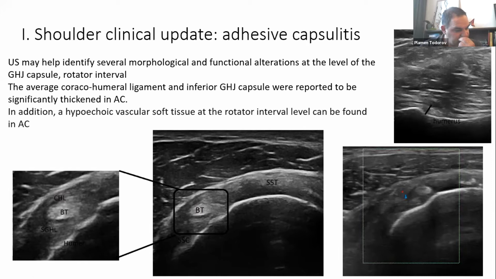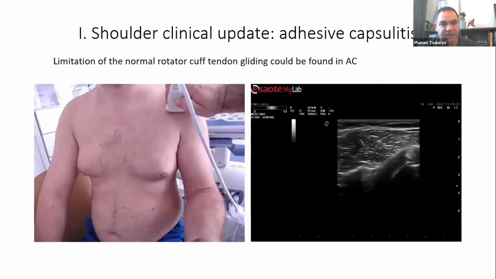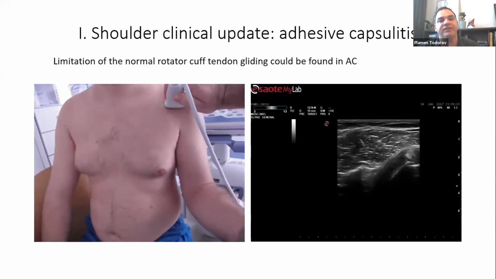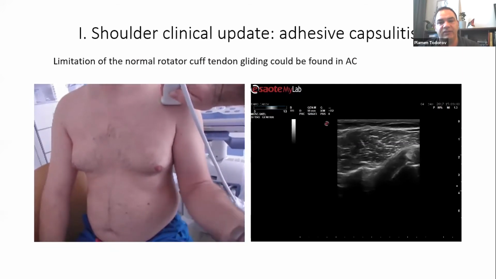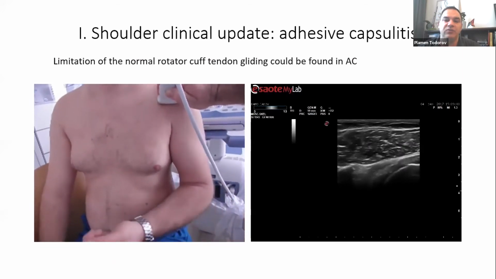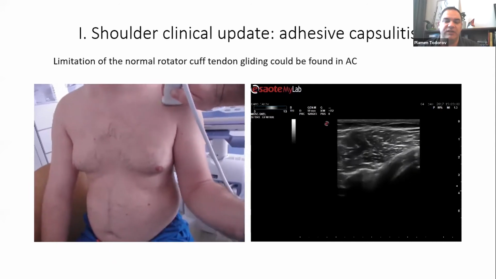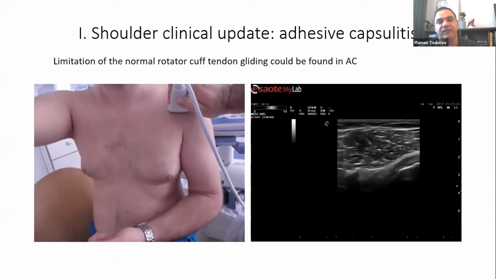In addition, ultrasound appears to be a sensitive and specific imaging tool for identifying shoulder dislocation and reduction. So it also has application in acute shoulder trauma. Limitation of the normal rotator cuff tendon gliding could also be found in adhesive capsulitis, because these are dynamic maneuvers, and as you see here, the full range of motion of the subscapularis tendon, which is normal, won't be seen in adhesive capsulitis.